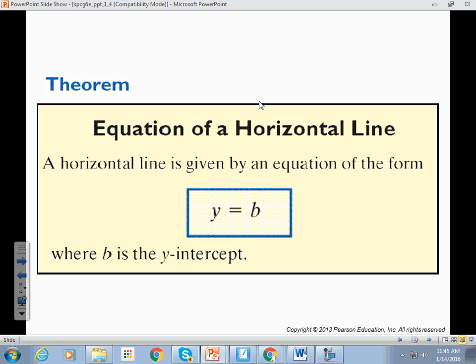So the equation of a horizontal line is y equals b. Put this in your notes, where b is the y-intercept.